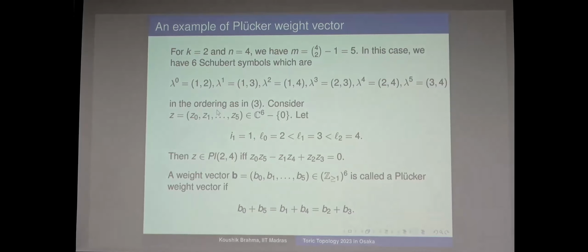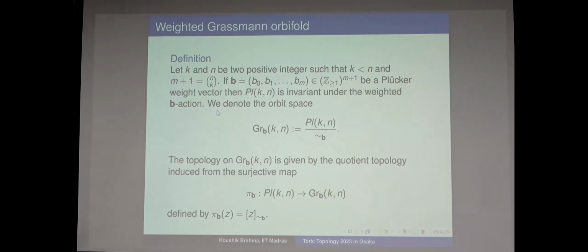And then a weight vector is called a Plücker vector if and only if it satisfies B0 plus B5 equals B1 plus B4 equals B2 plus B3. For this Plücker vector, since this PLKN is stable with respect to this action, we can define the weighted Grassmannian, a space weighted GRBKN, that is just PLKN quotient by this weighted action.